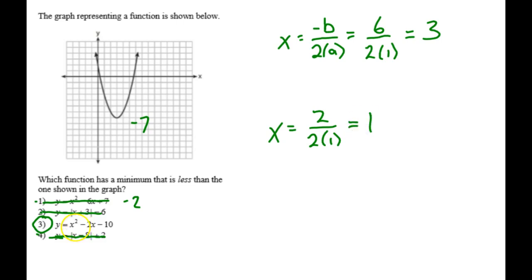Now if we plug 1 in for x, 1 squared is 1, minus 2, 1 minus 2 is negative 1, negative 1 minus 10 is negative 11. Negative 11 is less than negative 7, so it has to be choice 3.